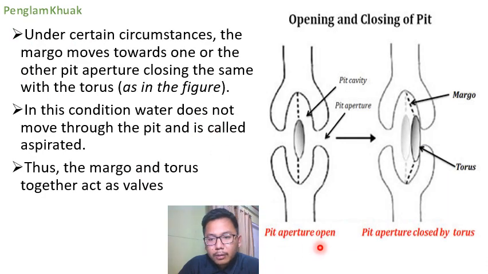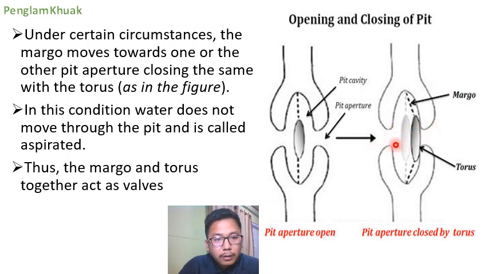Pit aperture open, and pit aperture closed by the torus. The torus is very important. Under certain circumstances, the margo moves toward one or the other pit aperture, closing it with the torus, as in the figure. This is the margo and this is the torus. So this torus is surrounded by the margo, so it can move sideways, to this side and the other side.